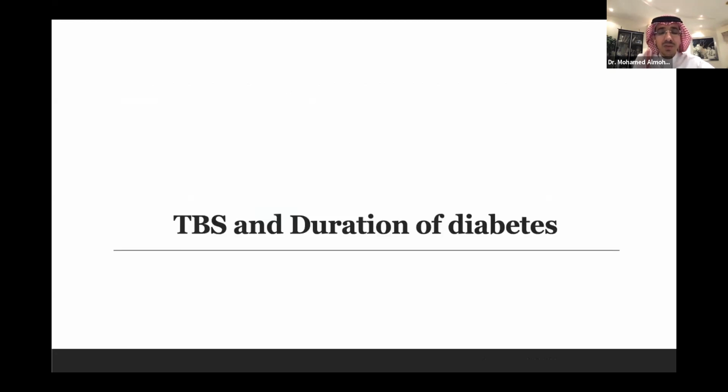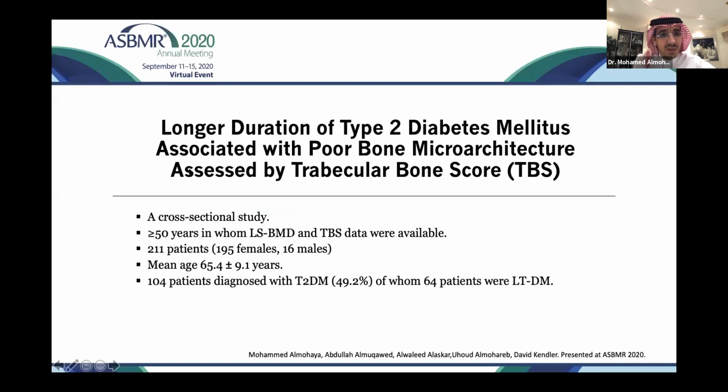What about the duration of diabetes and its effect on the TBS values? We presented this study at the last meeting of the ASBMR in September this year from our center. Longer duration of type 2 diabetes has been associated with poor bone microarchitecture as assessed by the TBS. We recruited around 200 patients, mainly females with a mean age of around 65. About 50% of our study were type 2 diabetes patients, and 64 patients had long-term diabetes.